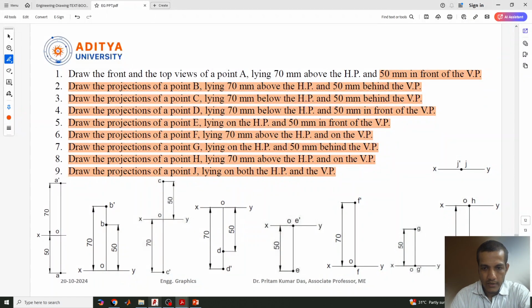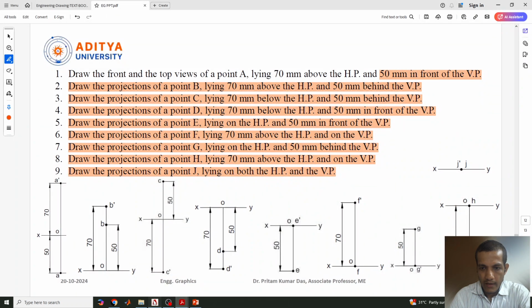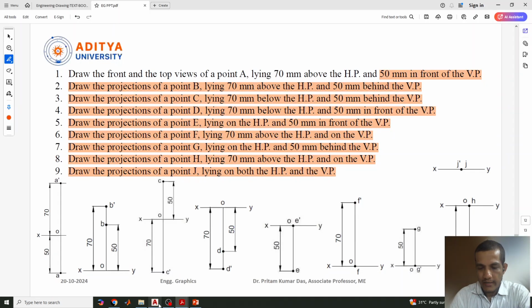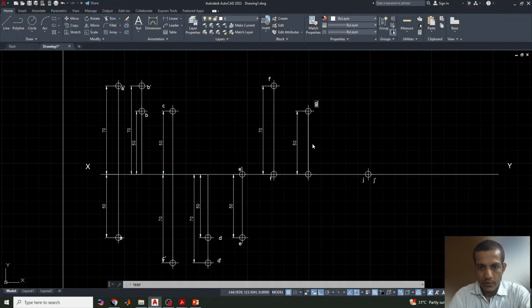Text part for E, E dash. This is the E point, and this is your E dash, and next is F dash. This is your F point, and this is your F dash point. F completed. Next G dash. This is your G point, and this is your G dash point. Now let's see the question of H.